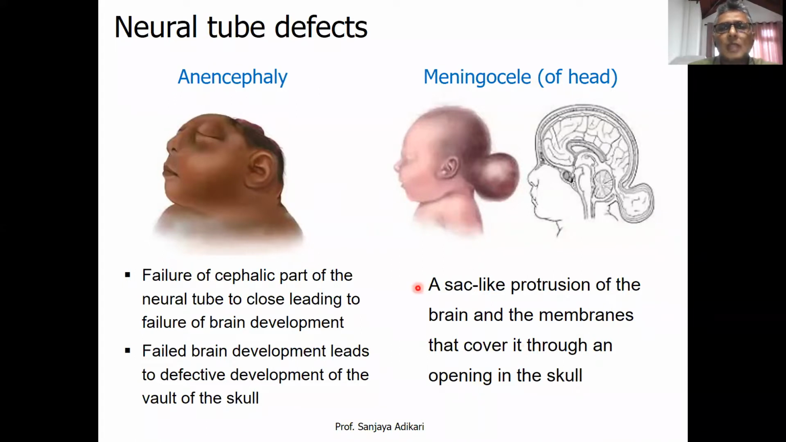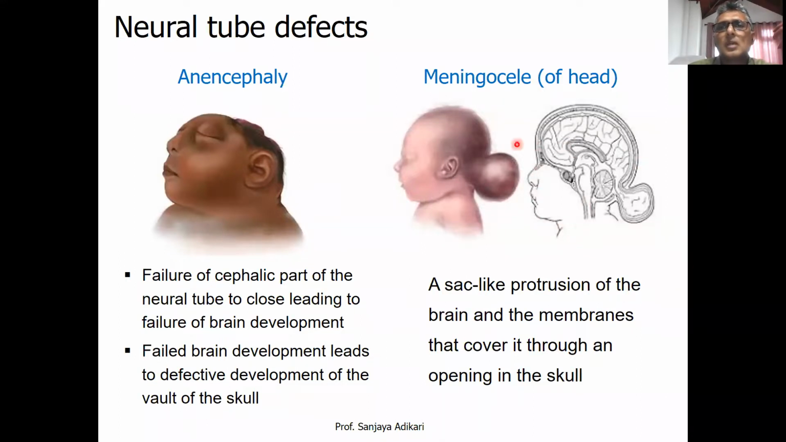Then the other thing is, you can get sac-like protrusions of the brain and membranes covering it, which are called meningoceles. You can have two types of meningoceles, some in relation to the brain, in the head, and some in relation to the vertebral column. So you have meningoceles here and meningoceles in the spinal cord as well. We'll come back to it later.